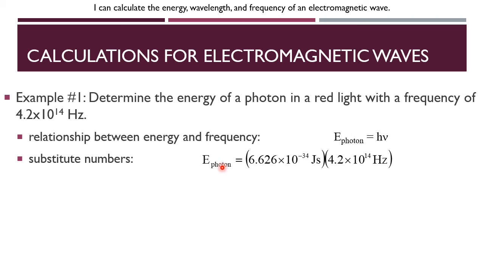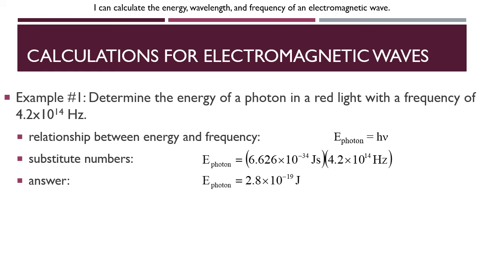So the energy of a photon is equal to Planck's constant, and again, you do not need to memorize that. I will give that to you, times its frequency, which we're told is 4.2 times 10 to the 14th hertz. So plugging that into your calculator, you should get 2.8 times 10 to the negative 19th joules.